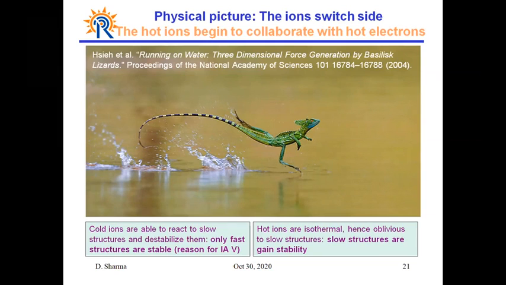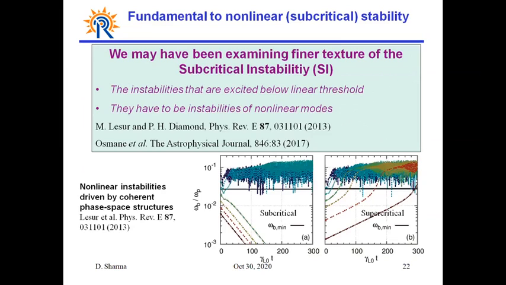So this is a creature known as basilisk lizard, and also popularly known as a Jesus Christ lizard in some part of the world. So it was very interesting to note this analogy. And then one can almost look at that by doing this, we were actually touching the regime of nonlinear subcritical instability.